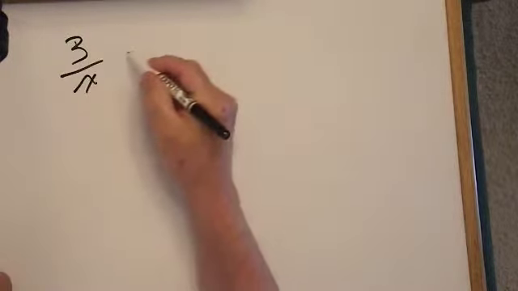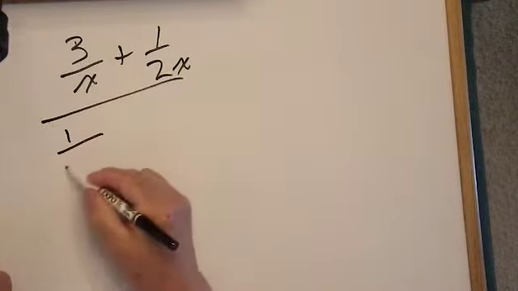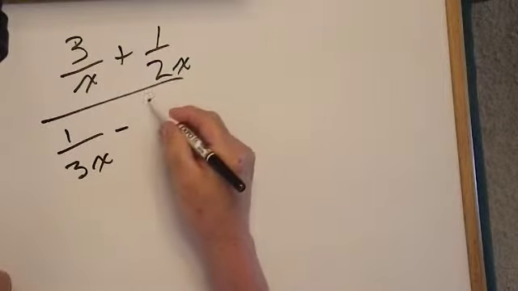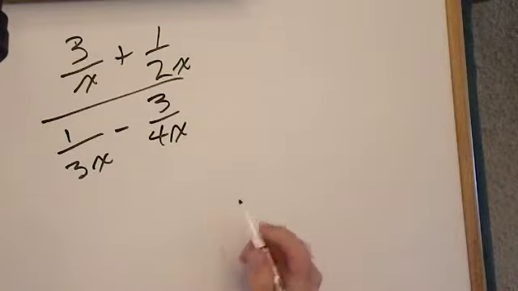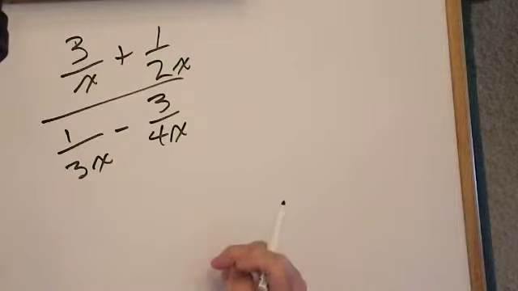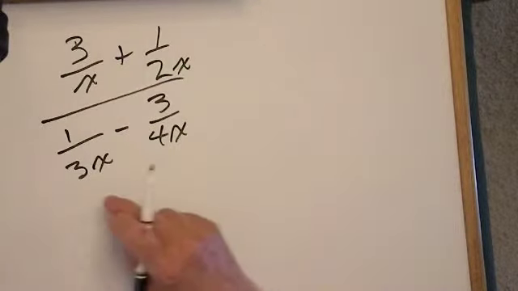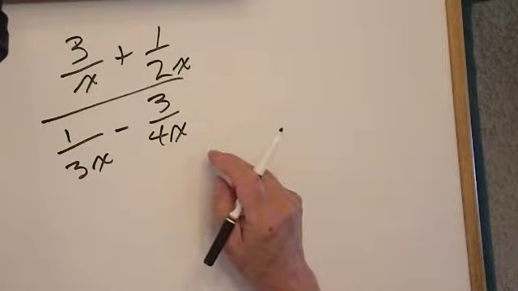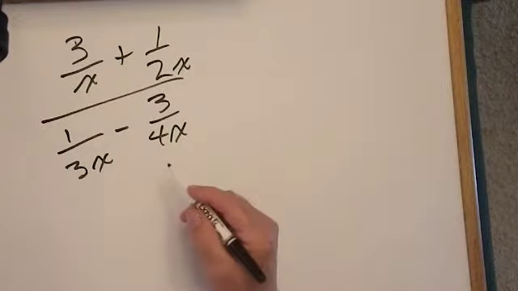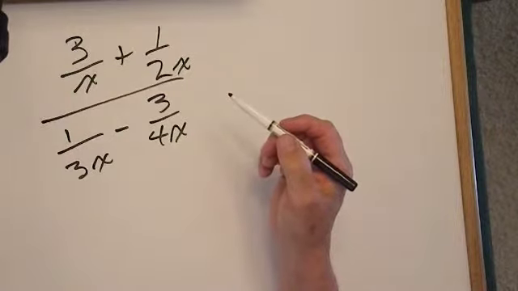Let's look at example 2 on page 547. In this case, we have 3 over x plus 1 over 2x all over 1 over 3x minus 3 over 4x. The same approach: we find the least common multiple of the denominators. In this case, that's an x, a 2x, a 3x, and a 4x. One of the items in there is going to be an x, but then we look at the coefficients, and the least common multiple of 2, 3, and 4 is going to be 12. So it's going to be 12x.